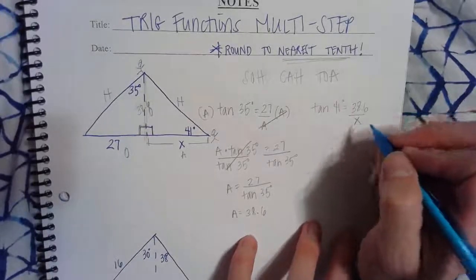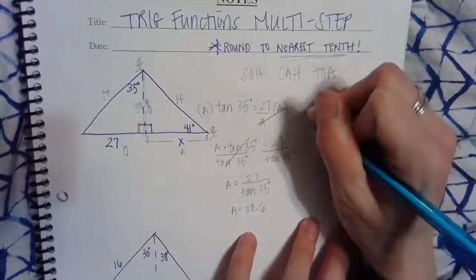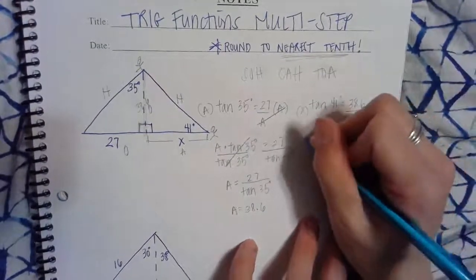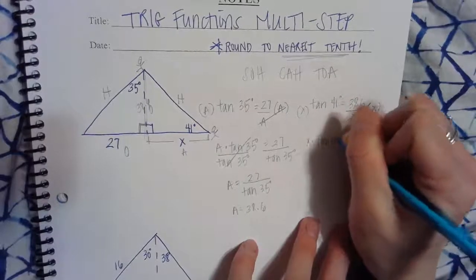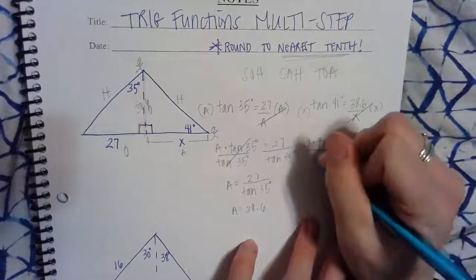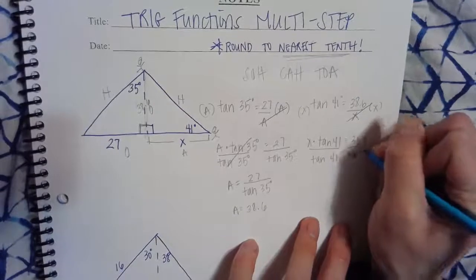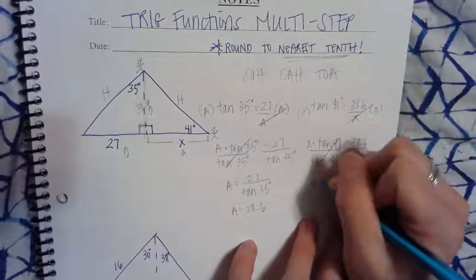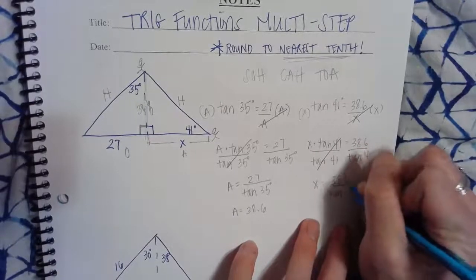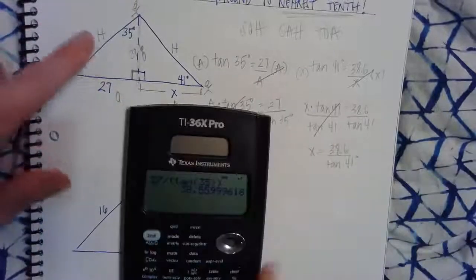Okay, so now we're going to try to get our x by itself. We do the same thing that we did with the a, so we multiply each side by x, and when you do this many times, you can see the pattern. X times tan of 41 is equal to 38.6. Then we get the x by itself by dividing each side by tan of 41, just like we did before, and x is equal to 38.6 divided by tan of 41 degrees. Okay, so now we're going to plug this in our calculator and then get our final answer.